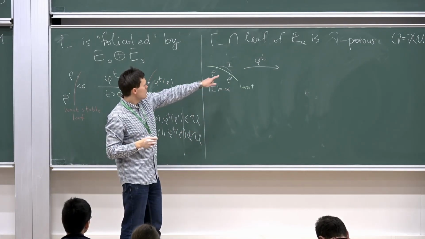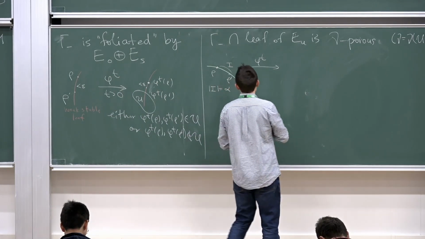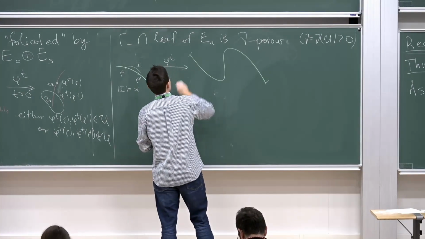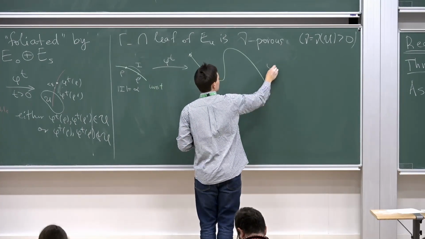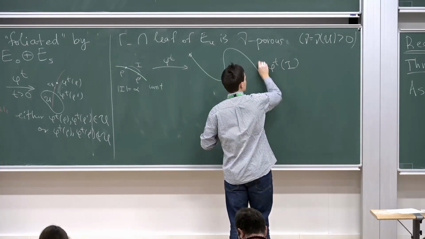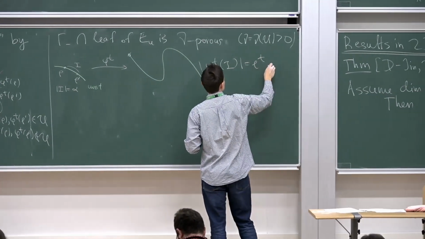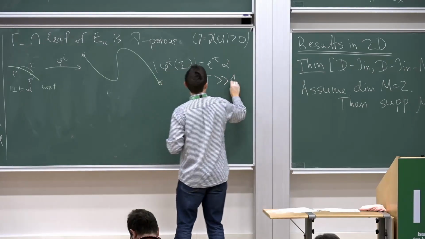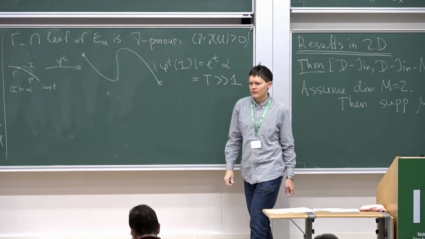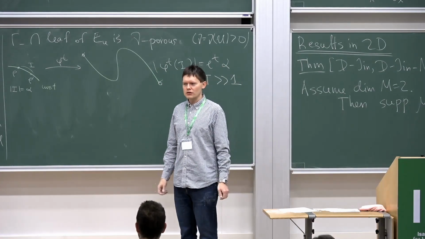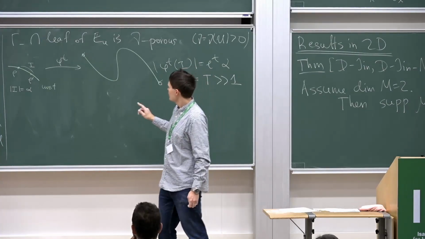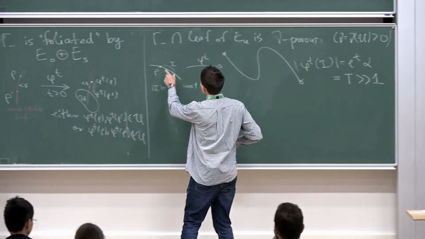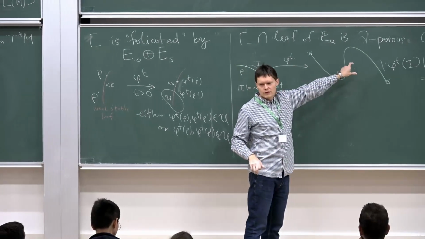And then I'm going to expand this for a carefully chosen time, so that phi t of I has size e to the t times alpha, and I'm going to make it a fixed large number. So I'm going to choose my time of propagation in the argument so that this unstable piece is expanded to a large fixed interval.